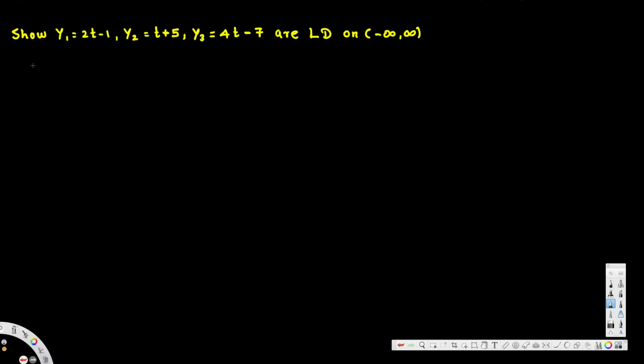Now let's go ahead and create the equation. First I create some constants. First c1 multiplied by 2t minus 1, that's our first function, and then plus c2, another constant, multiplied by the second term, t plus 5, and then plus c3 multiplied by the third one, 4t minus 7, and all of these should be equal to 0. And c1, c2, c3 shouldn't all be 0. We cannot pick 0 for all of them, so let's mention here, not all 0.